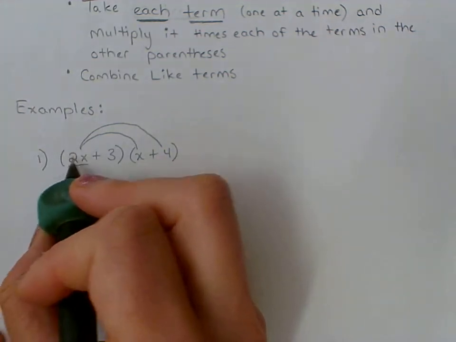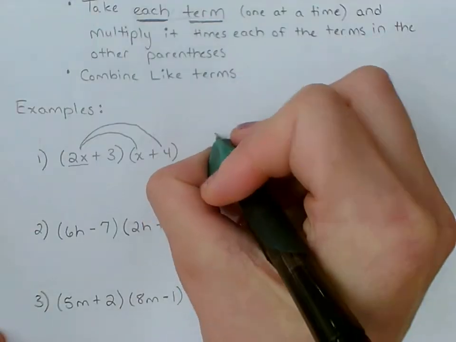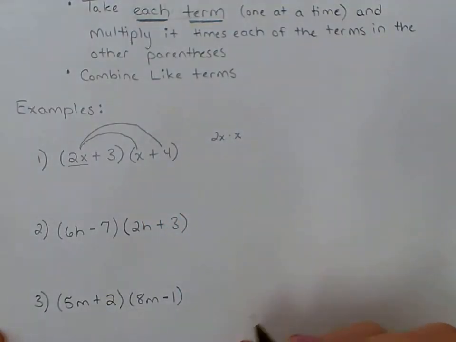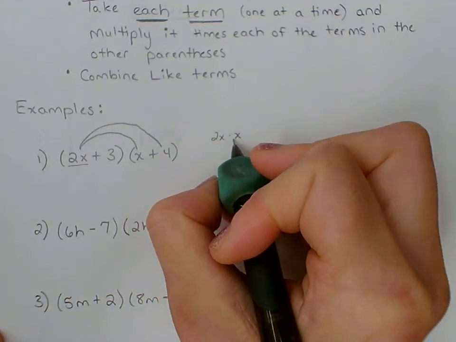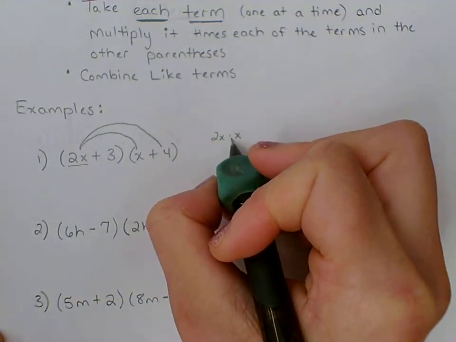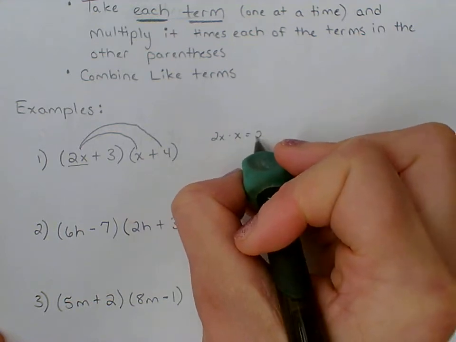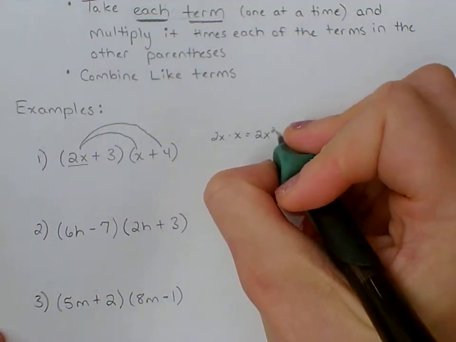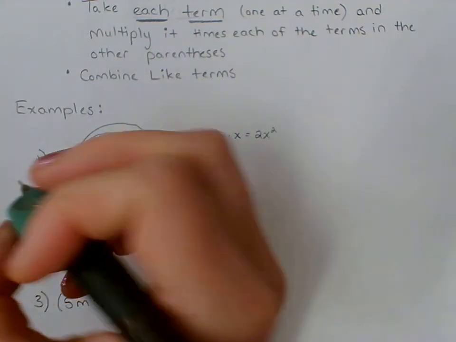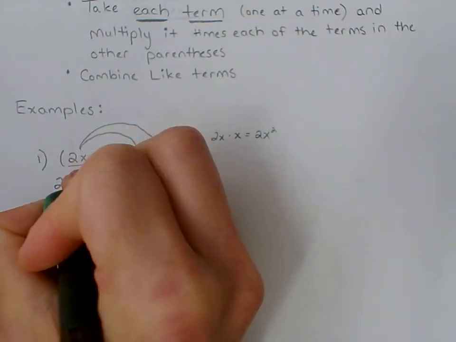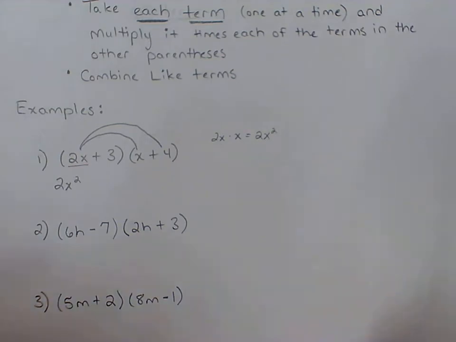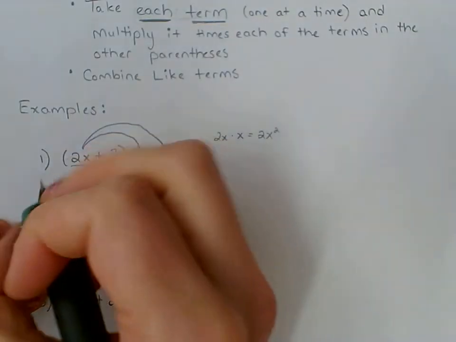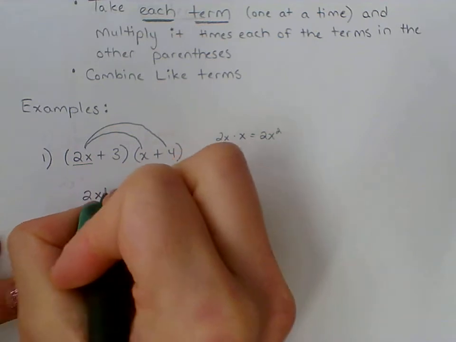So you're going to take the 2x times the x. Remember, if you need to write it out to the side to figure out what that is, you can. The 2 is essentially like a 1 right there, so it'd be 2 times 1, which is 2. And then x times x is x squared. So 2x times x, we get 2x squared. I'm going to write it down a little bit further so we have room in a minute. So we get 2x squared.